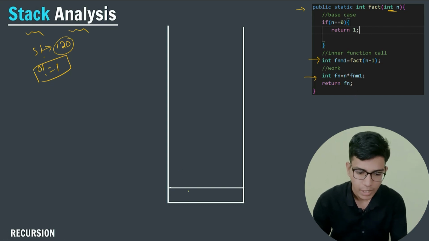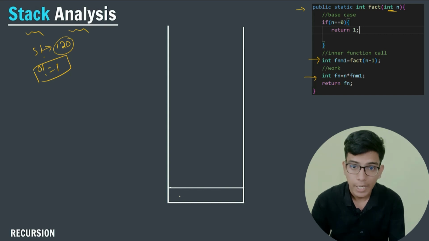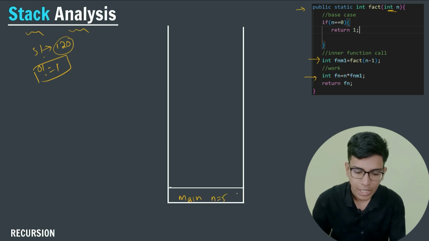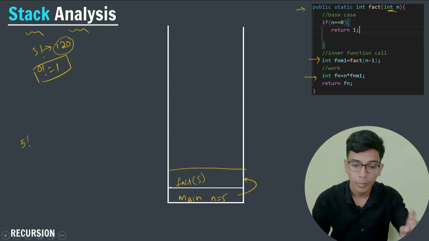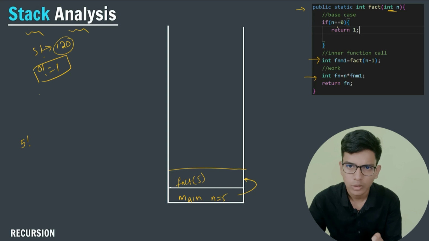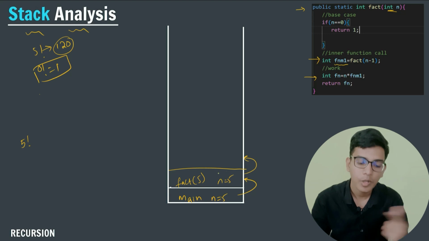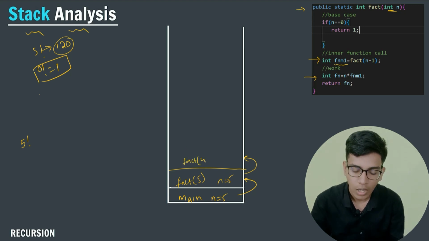Now let us do a stack analysis. First of all, the control is in my main program, and n is equal to 5. Here I am calling my function, factorial of nth number, and I will pass 5. Here I need to find out 5 factorial, but I don't know it. You can see that n is not equal to 0, so it will not go into the if statement. It will come out, and I am going to calculate f of n minus 1. Here n is equal to 5, and now I am calling factorial of 4. Here n is equal to 4, and I don't know the factorial of 4.